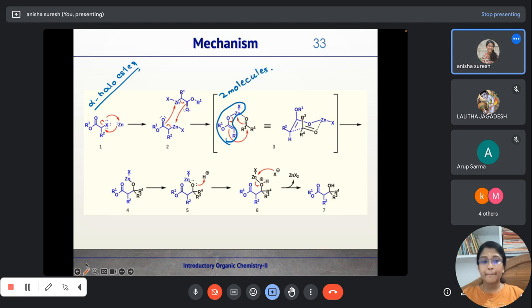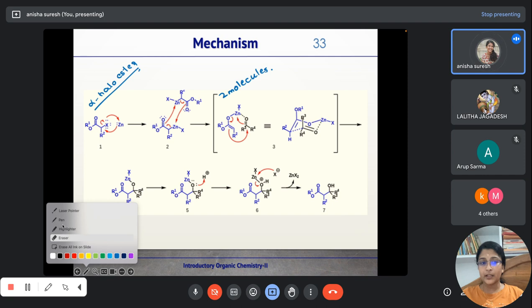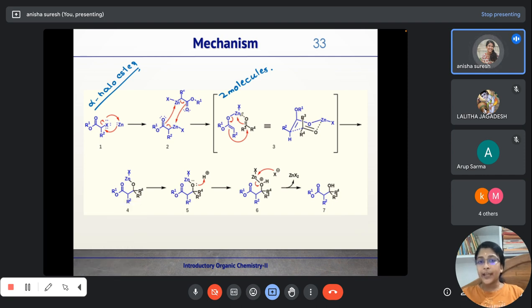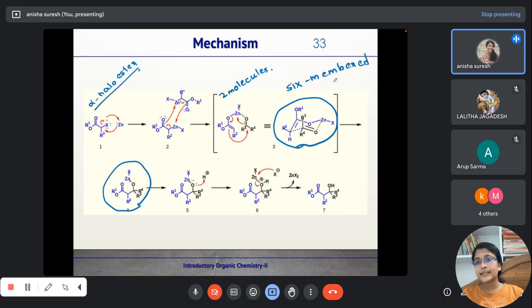So now what will it do? The zinc will coordinate with the oxygen of this aldehyde or ketone. In our case, it was an aldehyde. So the zinc can coordinate with the aldehyde. Once this zinc-oxygen bond is breaking and falling down, this enolate will go and attack the electrophilic carbon, leading to formation of this compound. So this is a 6-membered transition state for the reaction. This is shown for predicting the stereochemistry and all.